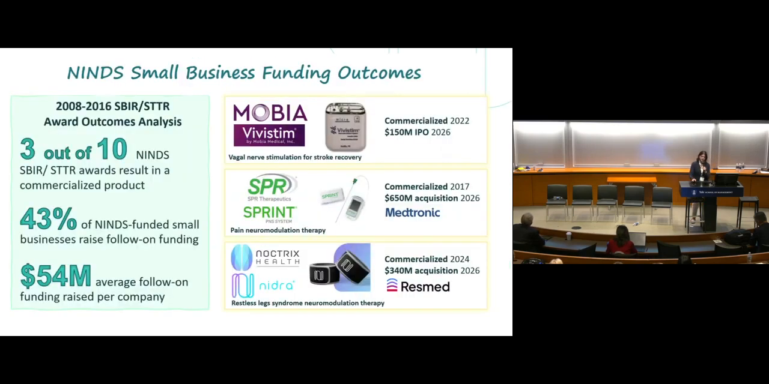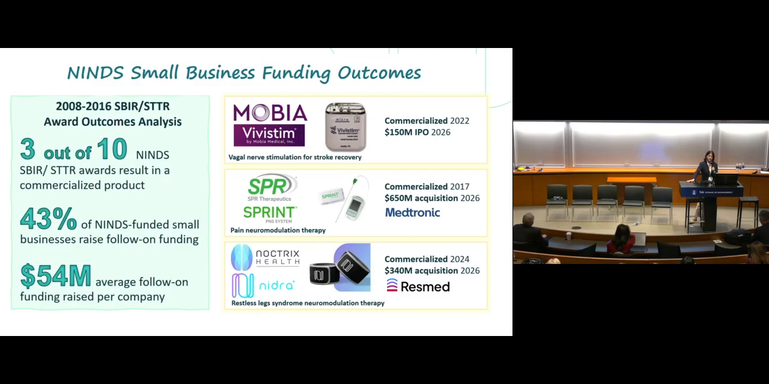We were very interested in better understanding how the companies and technologies we fund were doing in terms of getting to that other side of the Valley of Death. And so we looked at the outcomes of every SBIR award funded 10 to 18 years ago. We found that 3 out of every 10 awards funded during that time through SBIR resulted in a commercialized product. 43% of the companies we funded during that time went on to raise follow-on funding, and that averaged more than $54 million per company.